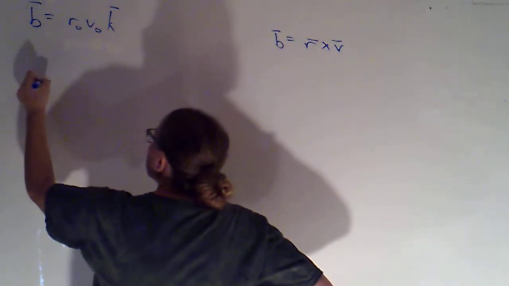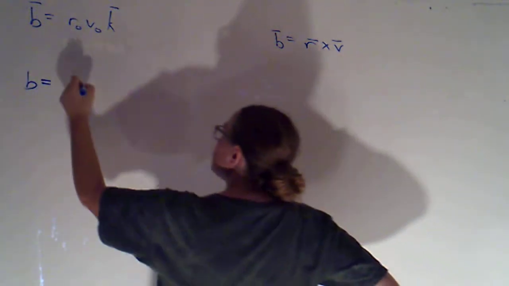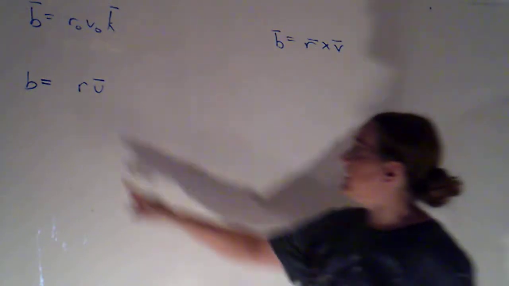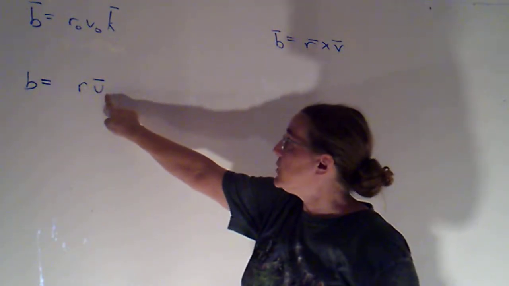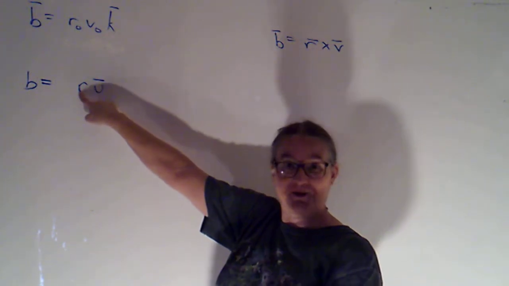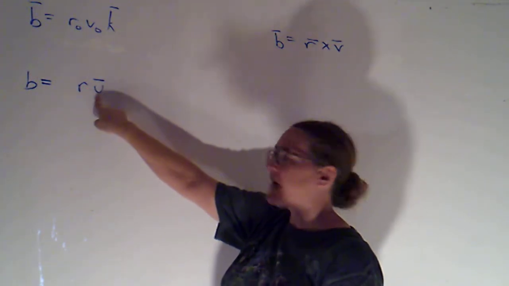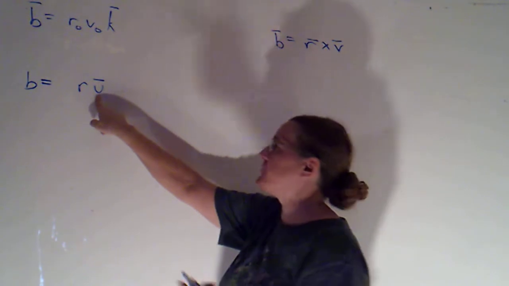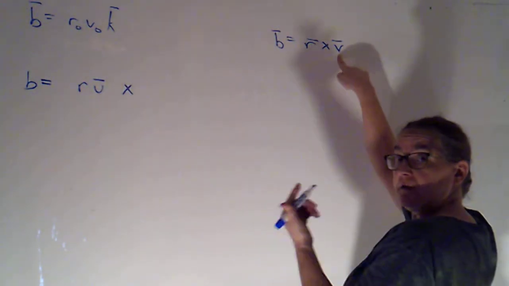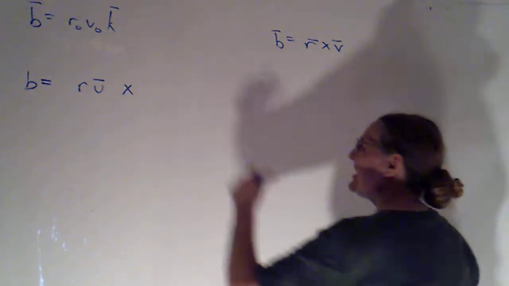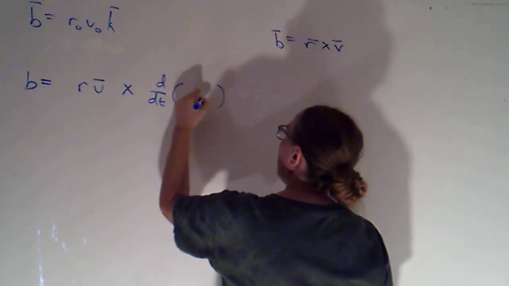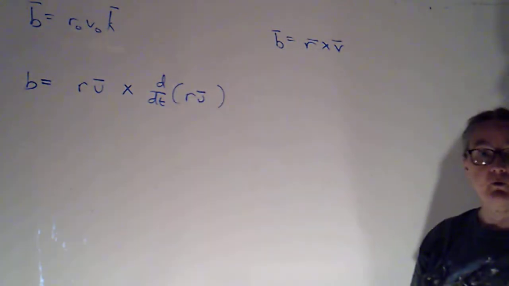Now, if B is R crossed with V, we just saw that we could describe the position vector as R times U. So that's the distance of the planet from the origin, the magnitude of that position vector, times the unit vector that points in the right direction. And we're crossing that with V, but I know that V is the derivative of the position. So I can write this as the derivative of R times U.